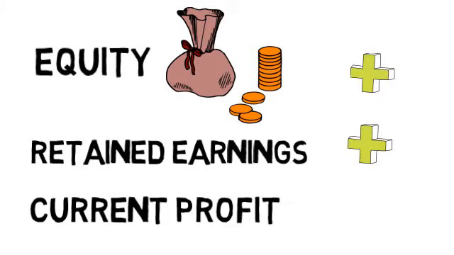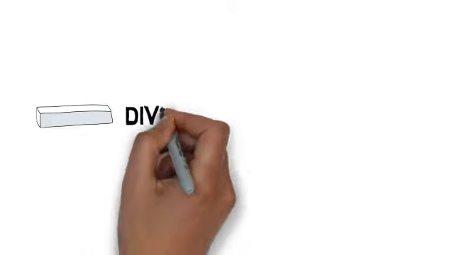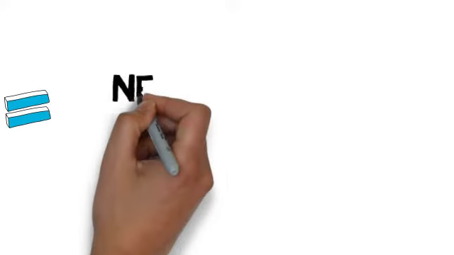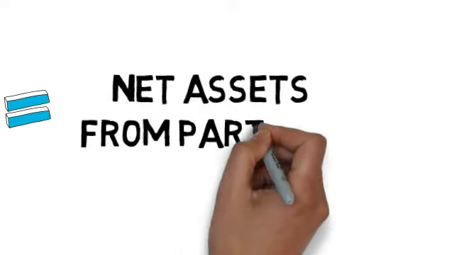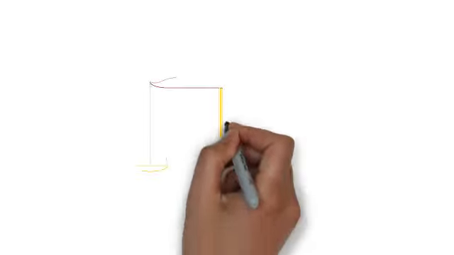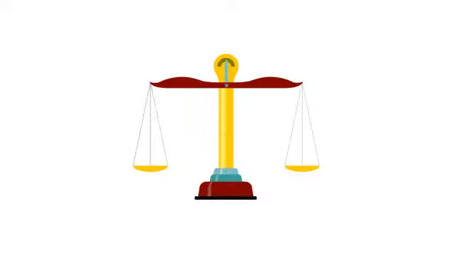Those figures all need to be added together and then deduct the money paid out in dividends or drawings. That figure should then equal the net assets figure from part 1. It's all a balancing act, one which your accountant or accounts department can work out, but one which you, as the business owner, need to understand. Hopefully now you do.